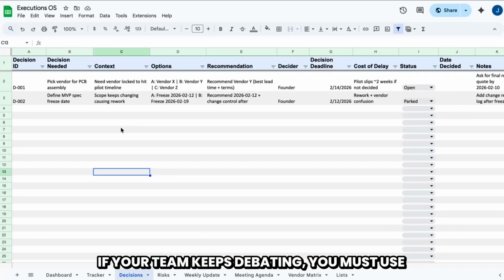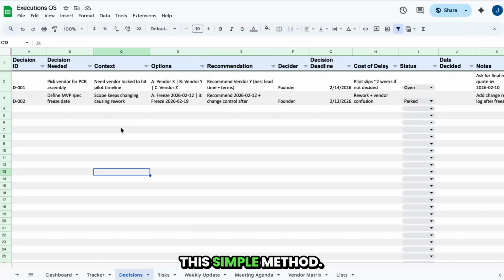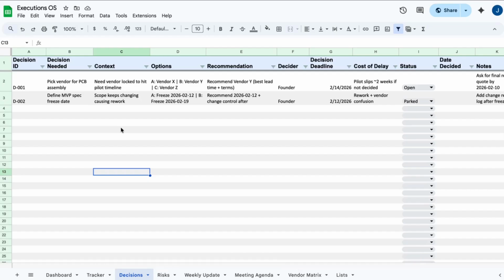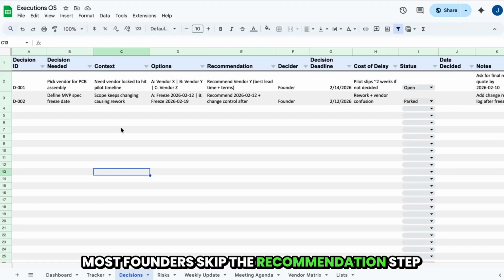If your team keeps debating, you must use this simple method. You list the options, you write a recommendation, you set a deadline, and you decide. Most founders skip the recommendation step, and that's why the decisions drag.